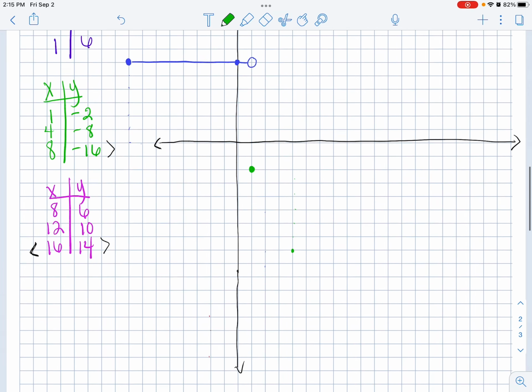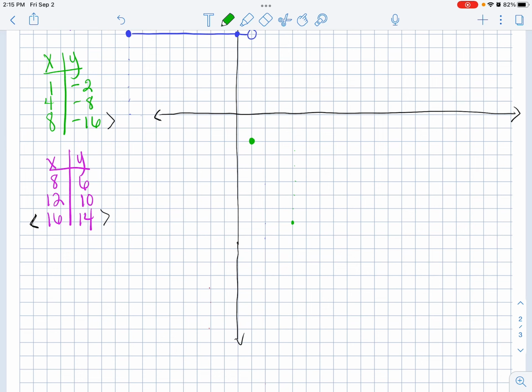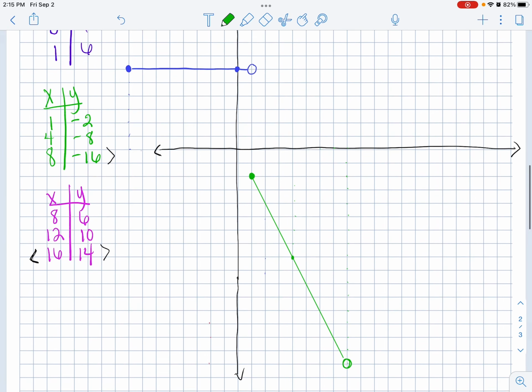So let me scoot my graph a little bit. 5, 6, 7, 8. 1, 2, 3, 4, 5, 6, 7, 8, 9, 10, 11, 12, 13, 14, 15, 16, all the way down here. That one's going to be an open circle. And then I'm just going to connect these. There we go. So that's the second part of my piecewise function.